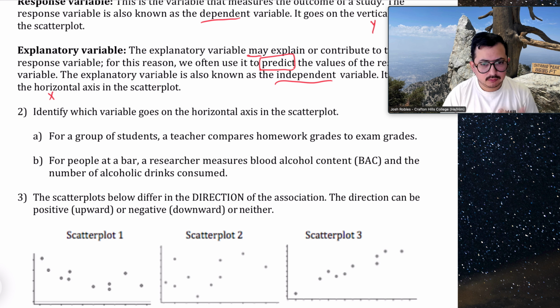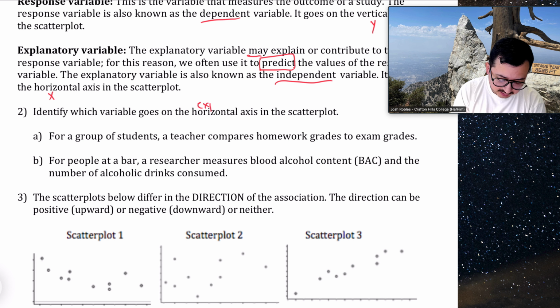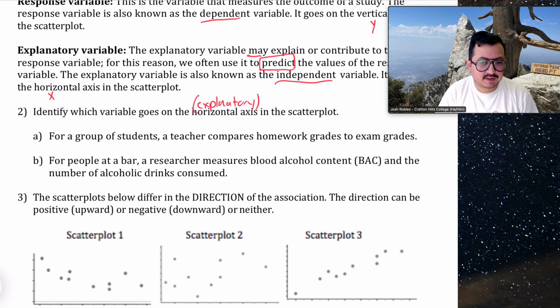Okay, so a quick question: which of these here is which variable, and specifically which variable goes on the horizontal axis is the question, which means it's asking which is the explanatory. That is essentially what it's asking. So for a group of students, a teacher compares homework grades to exam grades. And so we want to know which one best explains the other. Very frequently, that means which one happens first. That may or may not be the idea, and some of these might not have time, so that might not work always. But which of them explains the other?